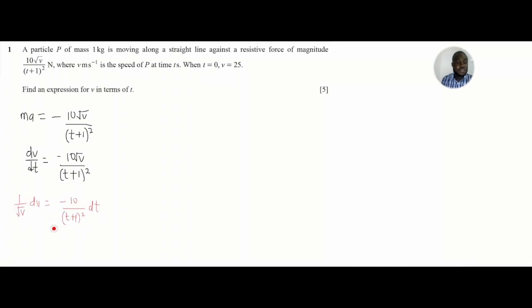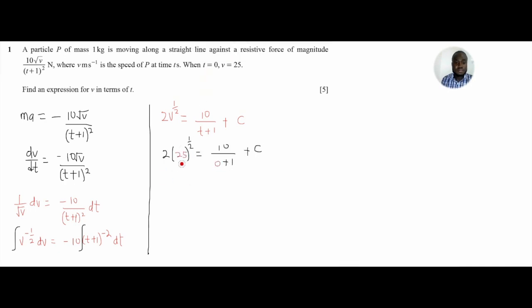Great. So now that we have this equation, we're going to go ahead and do some pre-processing and move ahead with solving this differential equation for an expression involving v and t. Now we go ahead and integrate both sides of this equation with respect to the respective variables that we have. Now this is a good point to use the given initial conditions. So at t equals 0, v equals 25.